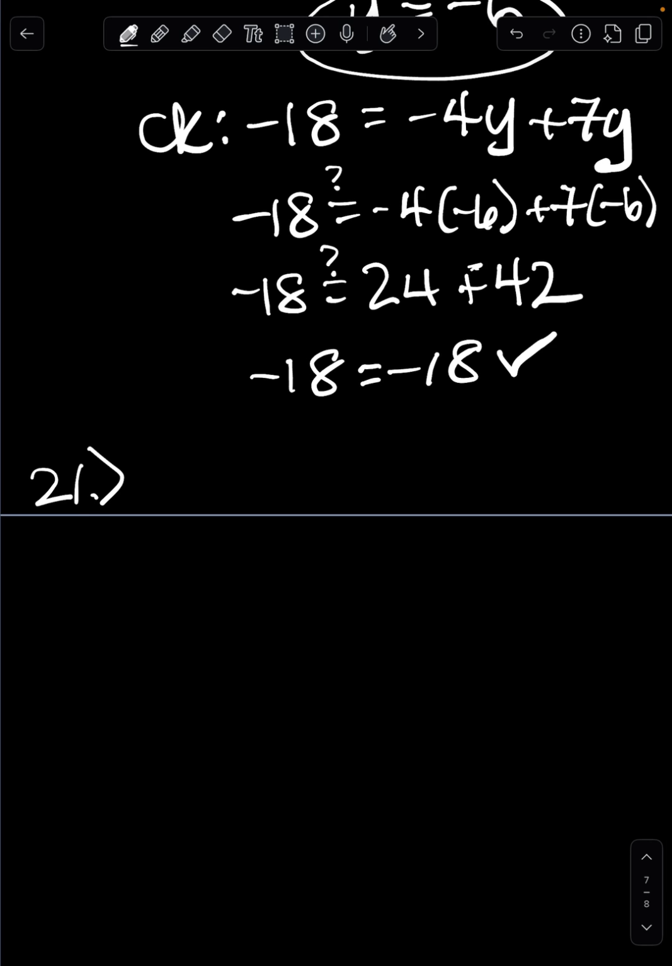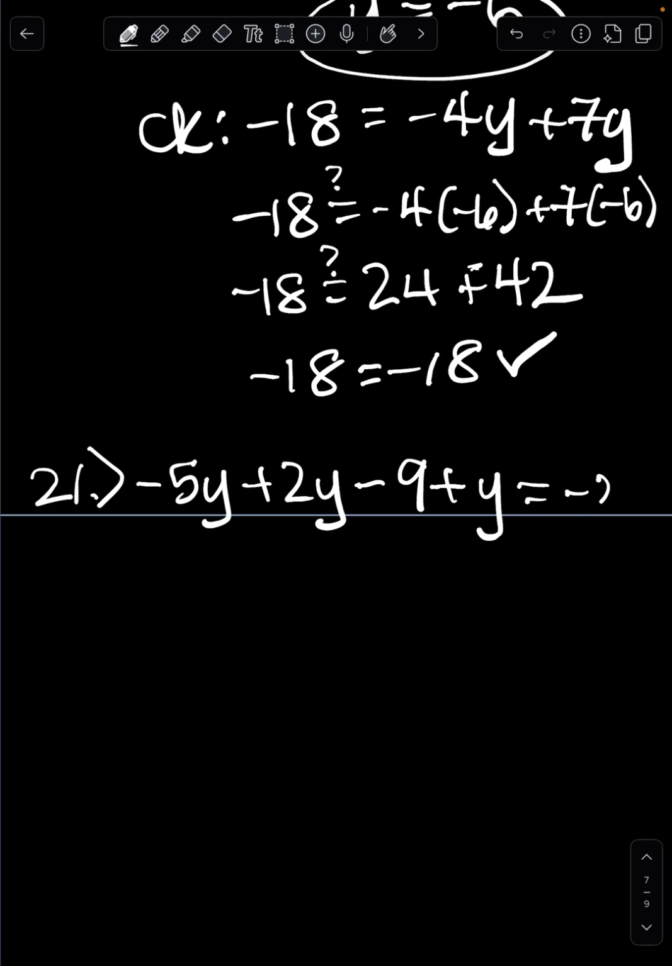Number 21. Negative 5y plus 2y minus 9 plus y equals negative 25. Wow, this is a big long train here. Okay, find your equal sign. Anything that's on the same side of the equal sign can be combined because they're like terms on the same side of the equal sign.